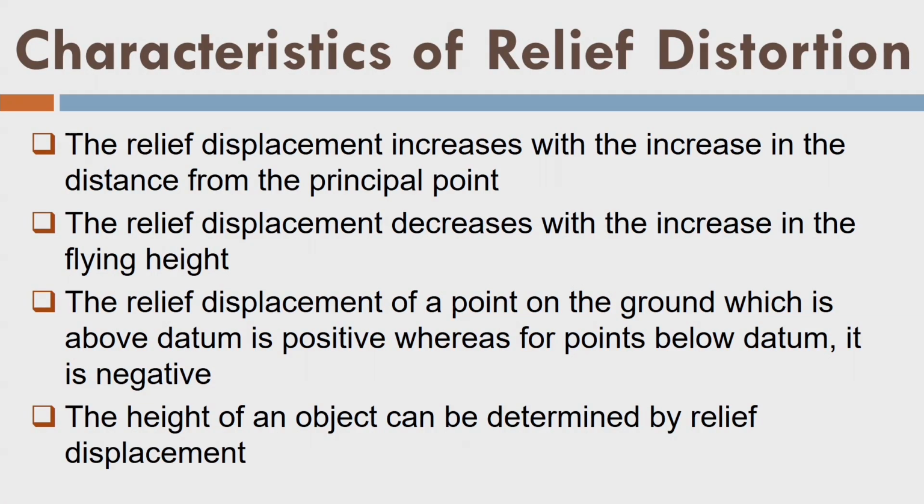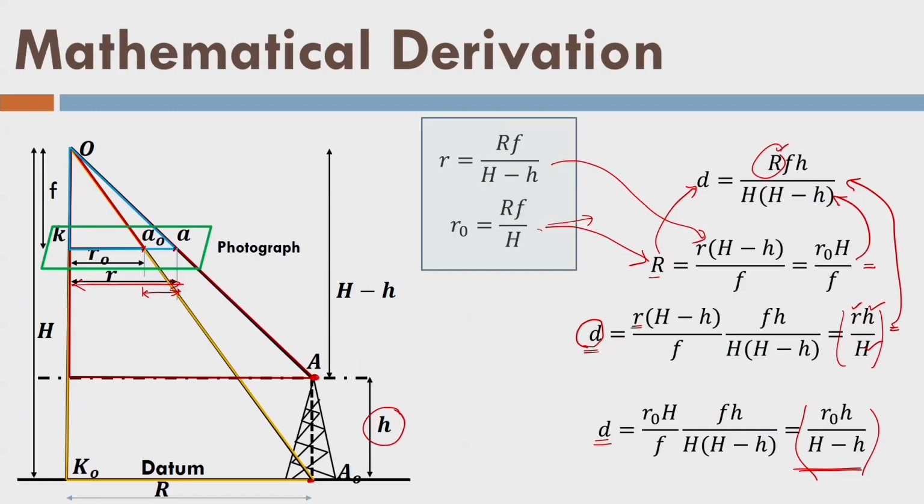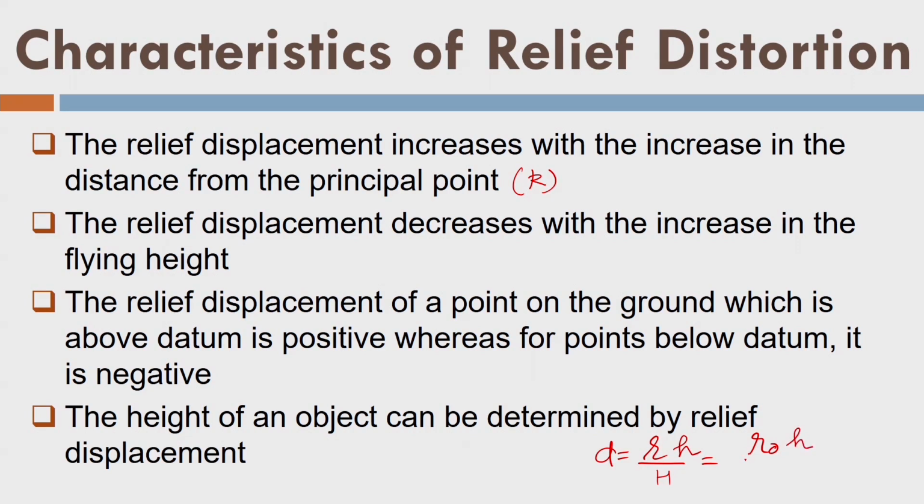So, if you look at the characteristics, you can see that relief displacement increases with the increase in the distance from the principal point. Principal point is not small k on the image. The relief displacement decreases with the increase in the flying height, because this is the expression we have, h upon H minus h here.